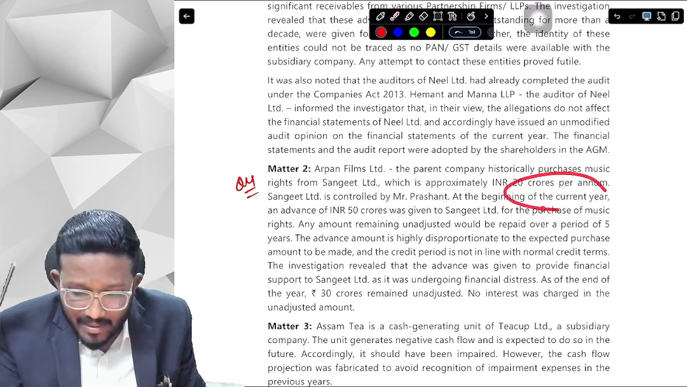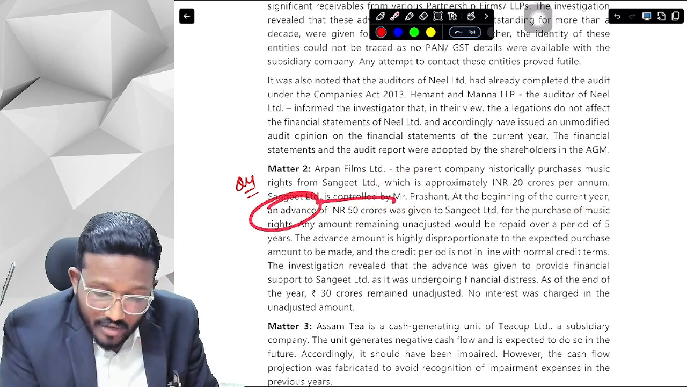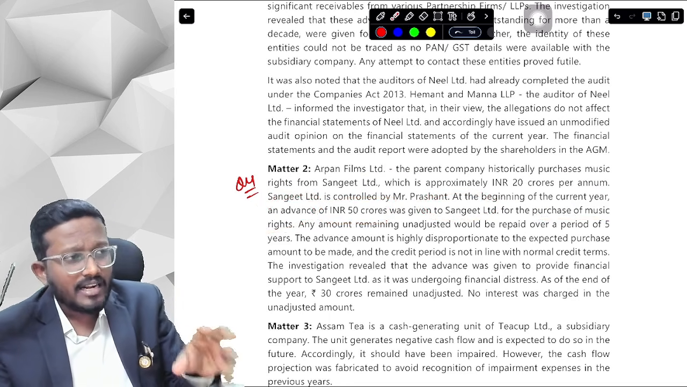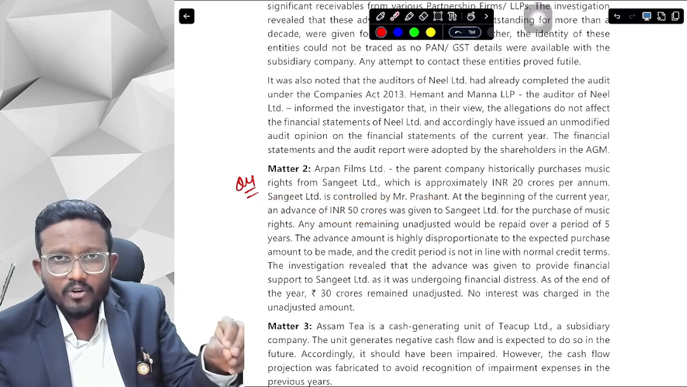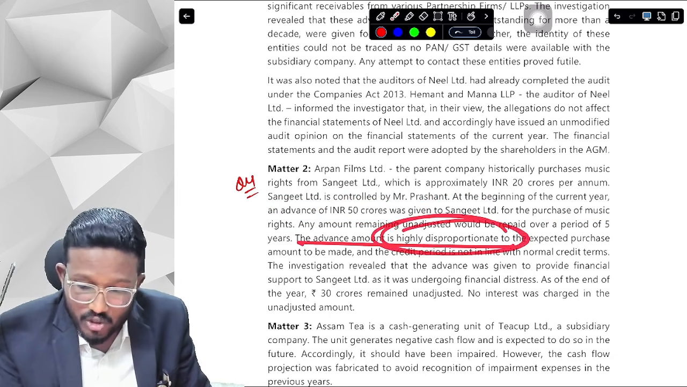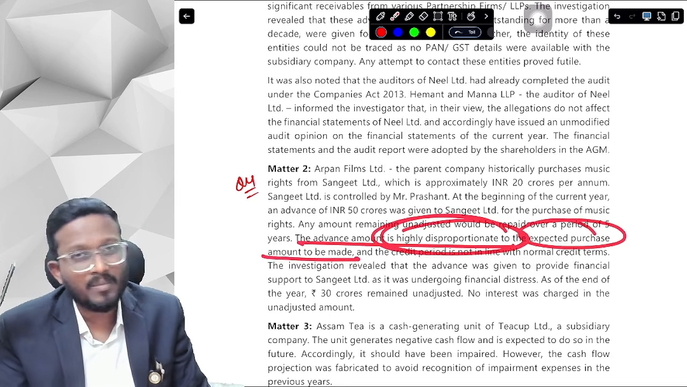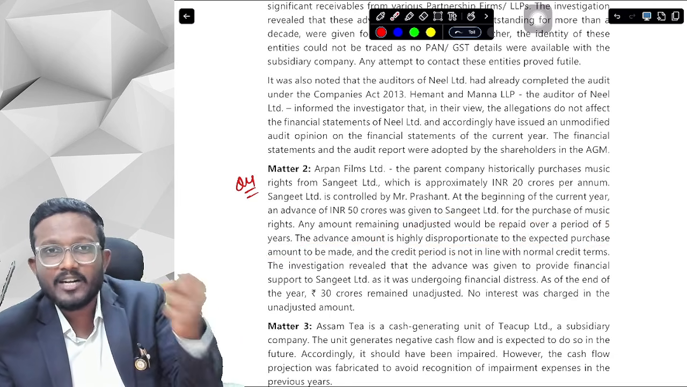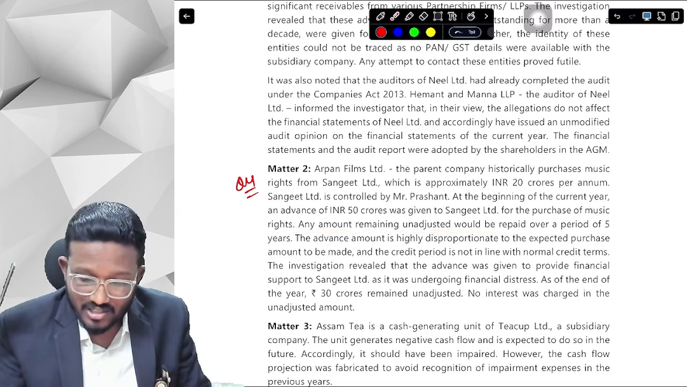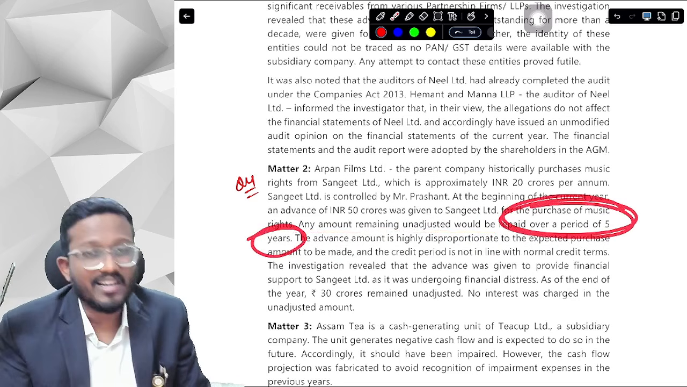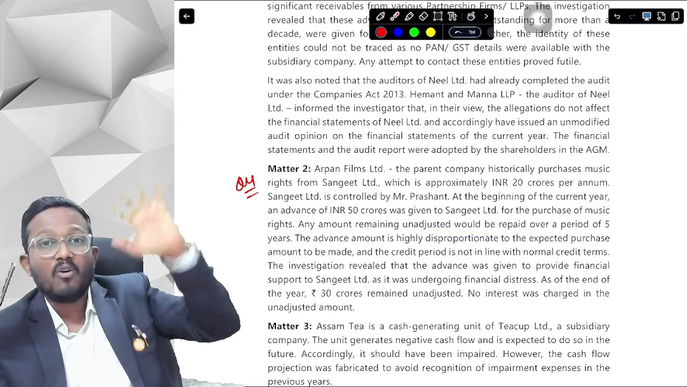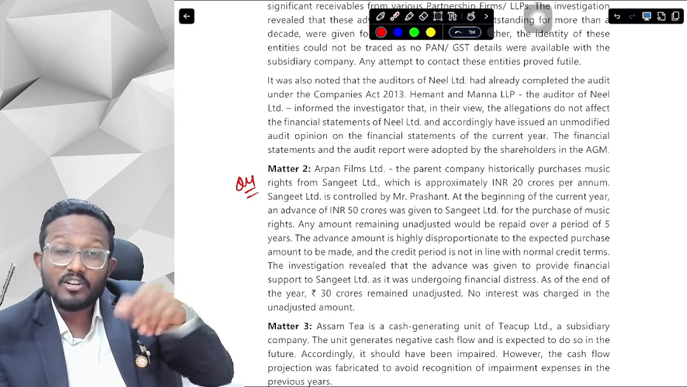At the beginning of the current year, an advance of 50 crore was given to Sangeet Limited for purchase of music rights. I know that this year I will purchase music rights of 20 crore, but still I am giving an advance of 50 crore. This advance is highly disproportionate to the expected purchase amount, and I am saying that any unadjusted amount would be repaid over a period of 5 years. So suppose 30 crore is unadjusted, you can repay me 30 crore over 5 years, not immediately.